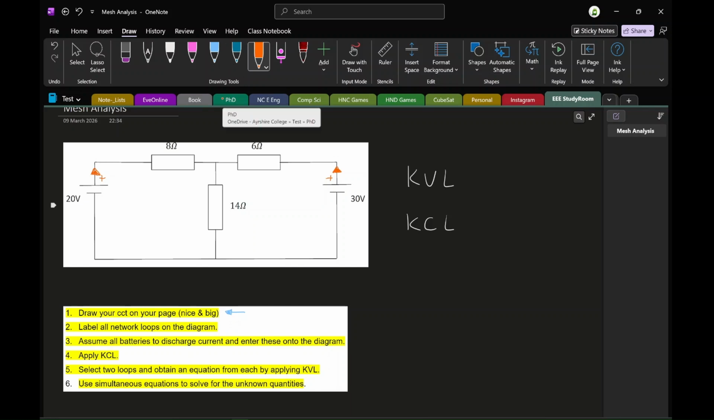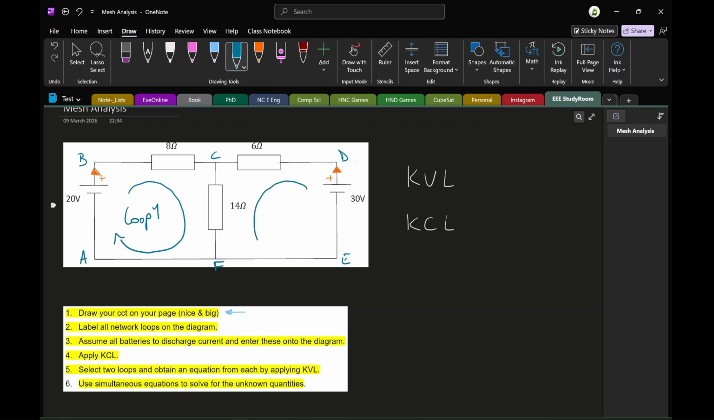If we were to consider the loops then, I typically just start from the left hand side, moving my way around in a clockwise direction. So I would typically consider this as being loop 1, and this one being loop 2, following the current around the circuit in the conventional sense, so not electron current.